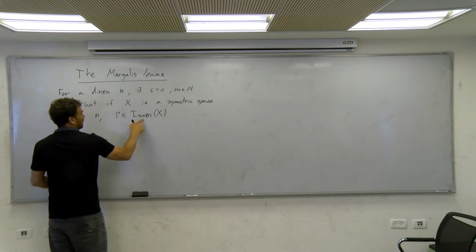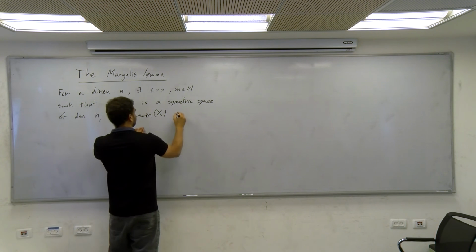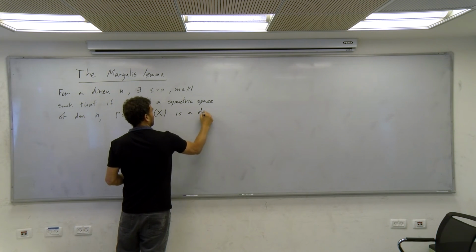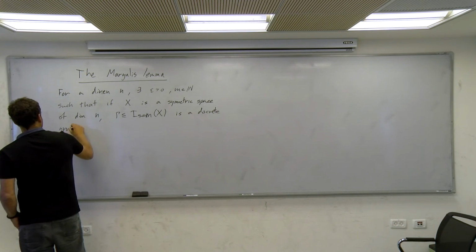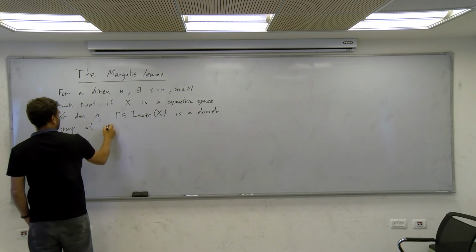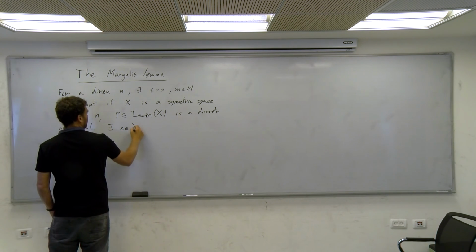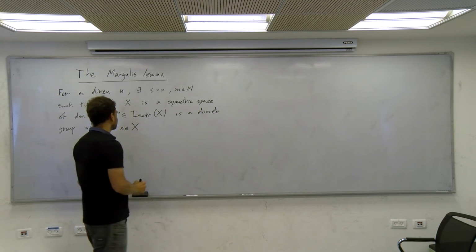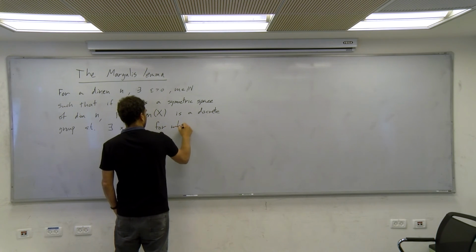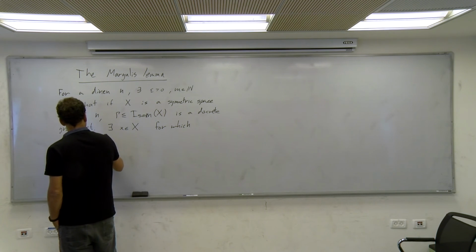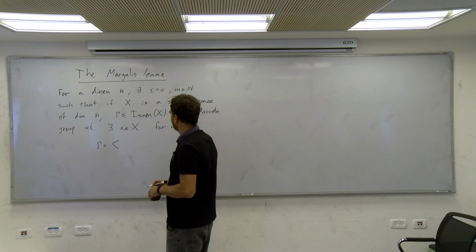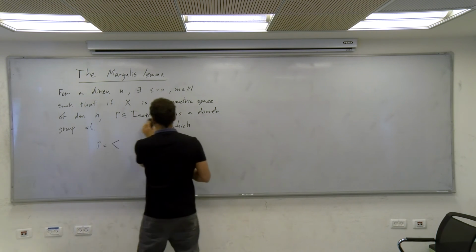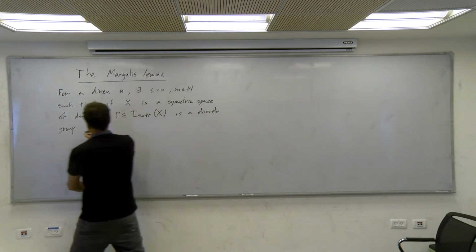Gamma is a discrete group, such that there is some x inside X for which gamma is generated, or maybe not, maybe like in a discrete group.